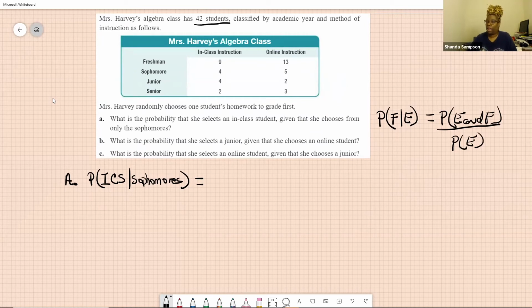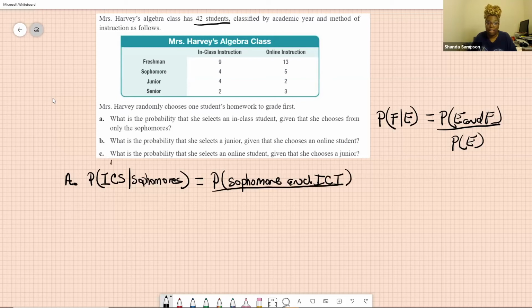So if I rewrite this like the formula, I'm going to go with the probability of what? E and F, which means that he's a sophomore and an in-class instruction student, all over the probability of E. What's E? This is F, this is E. The first one is not E, it's the second one. That's what you have to remember about this formula. So you can put the letters on top however you want to do it. So that's going to be the probability of what? Of sophomore. Now all I need to do is put in the probabilities using the chart.